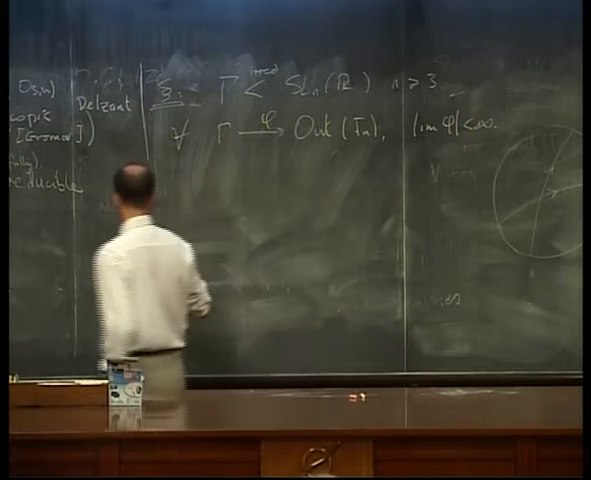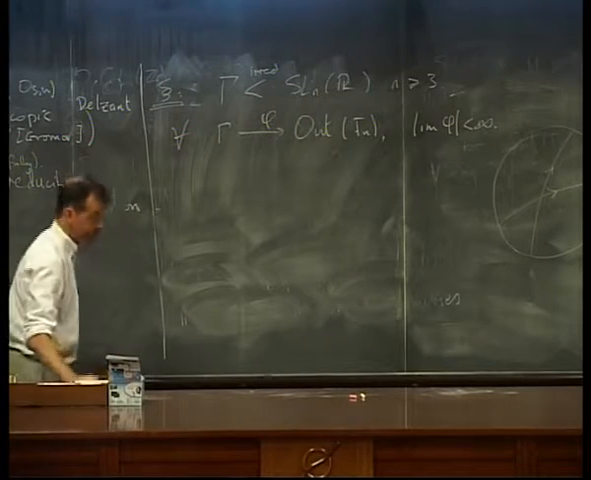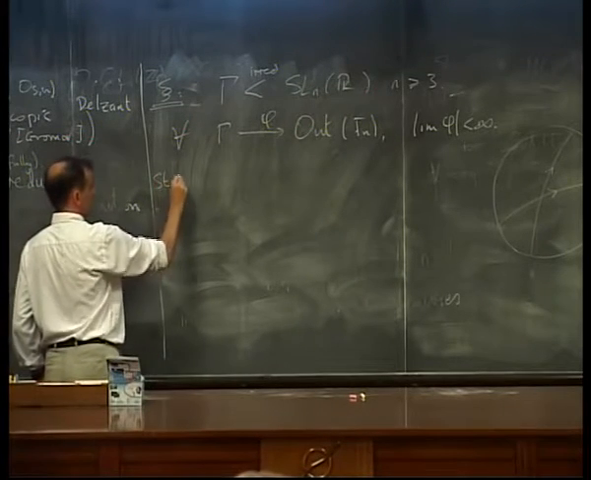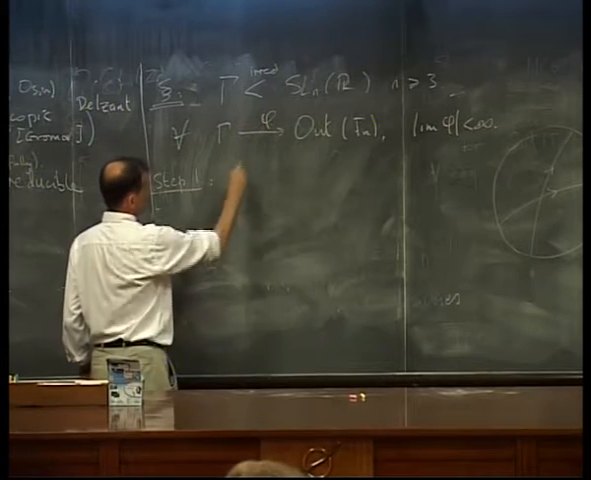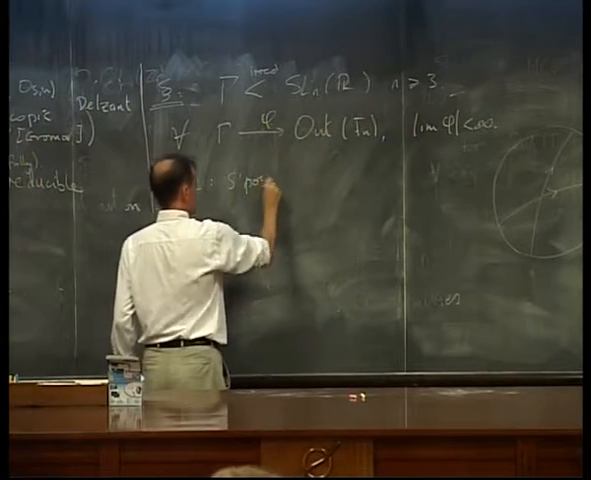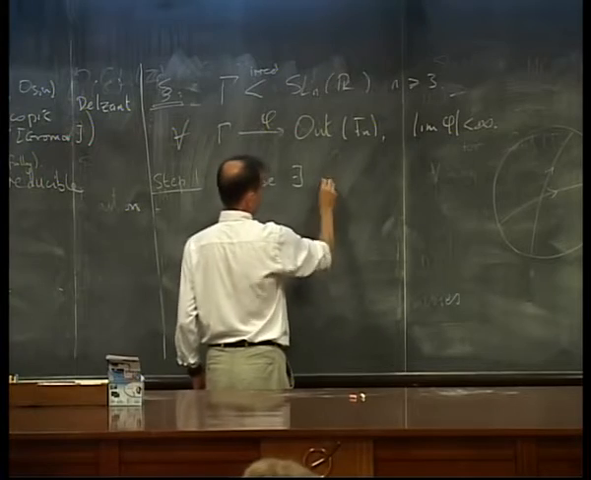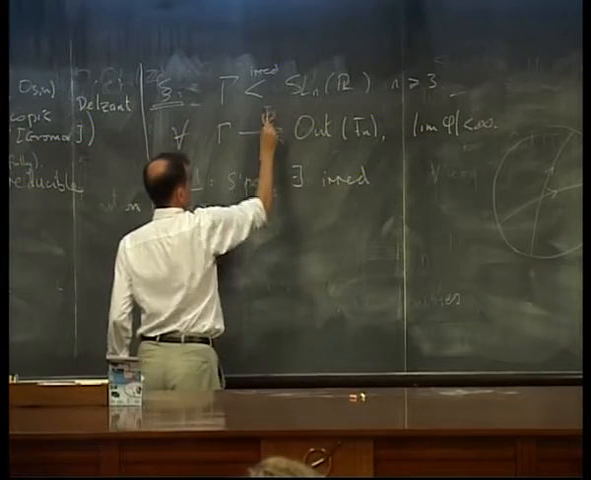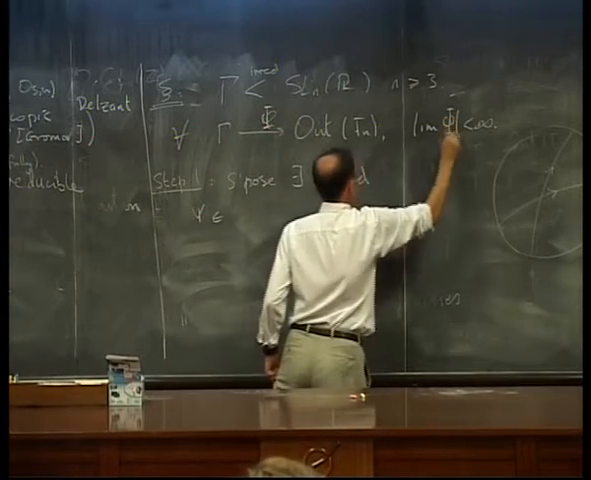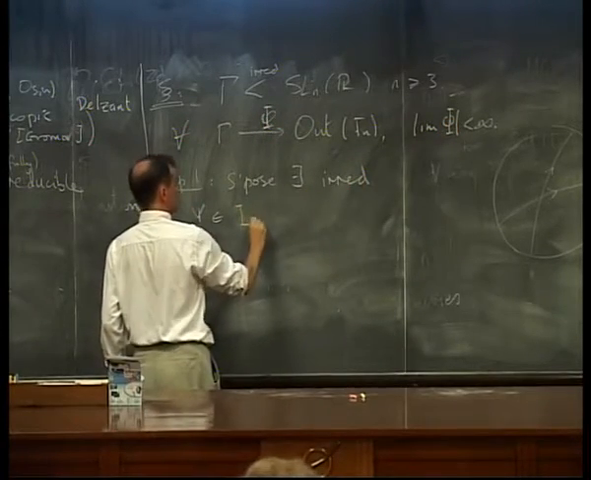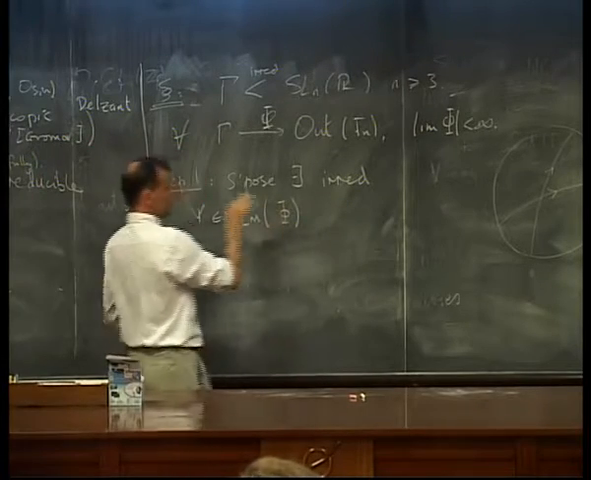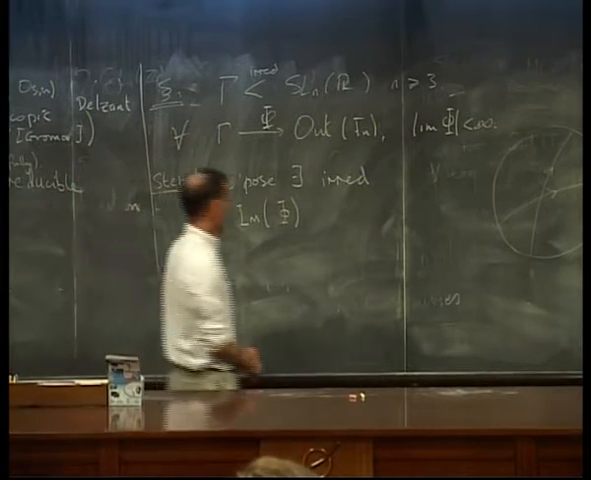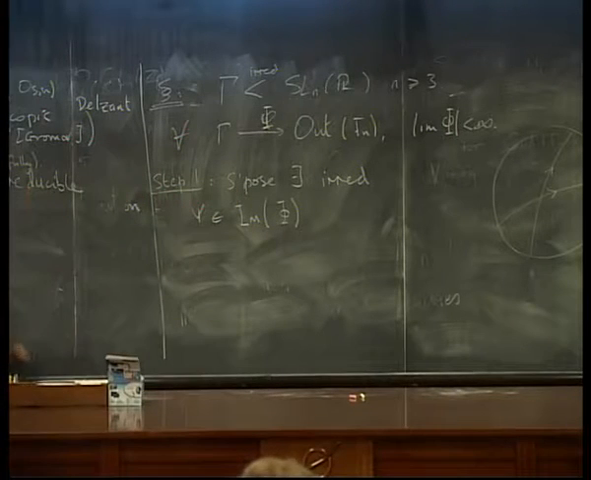Okay. So this has 3 basic steps to it. Let's say it relies on deep work of other people. So step 1, case 1: suppose there exists an irreducible element in the image. So you're mapping to Out(Fn). Suppose you catch one of these irreducible elements, a pseudo-Anosov-like element. I claim that can't happen. Well, why can't that happen?